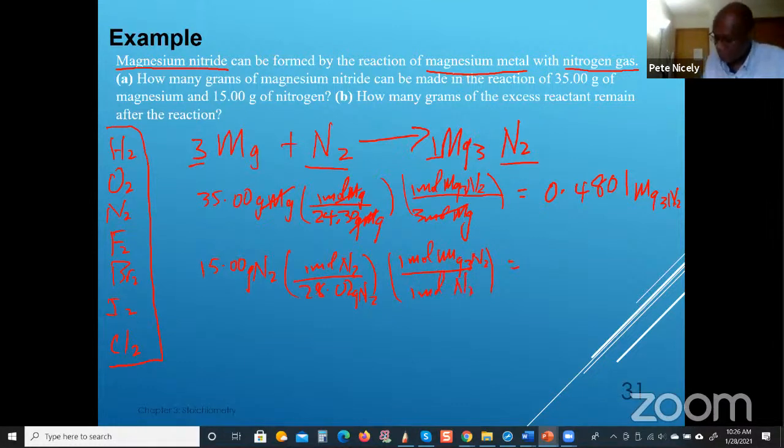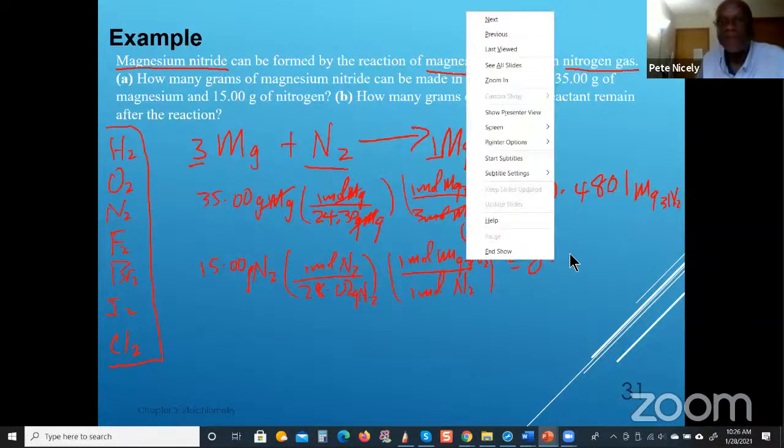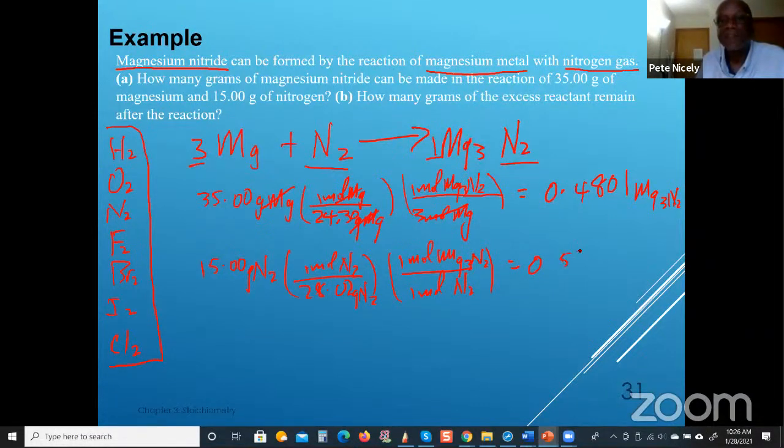So let me work this out. 15 divided by 28.02 times 1 gives you, according to my calculation, 0.5353. And this would be moles of Mg3N2. And this should be moles here as well.